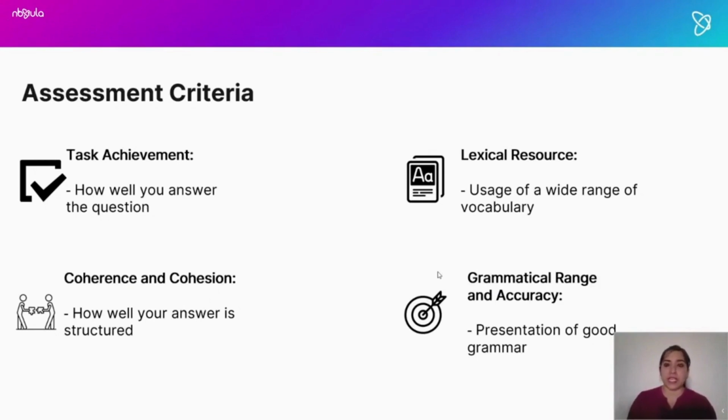The next criteria is lexical resource. The ability to show the use of a wide range of vocabulary and how well you use your vocabulary. And last but not least, grammatical range and accuracy, where you show your ability of using a wide grammatical range and using your grammar well, okay, and using grammar forms. So that's the assessment criteria. Keep it in mind when you're preparing for your exam as well.